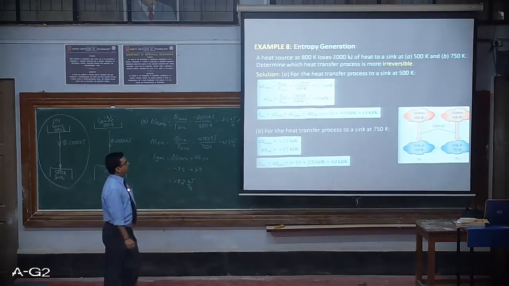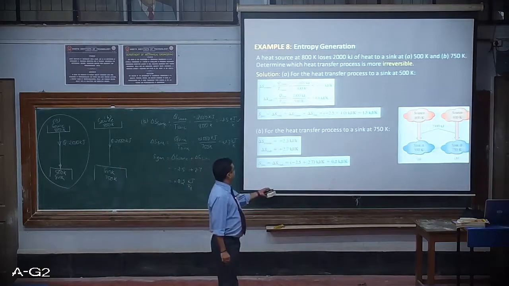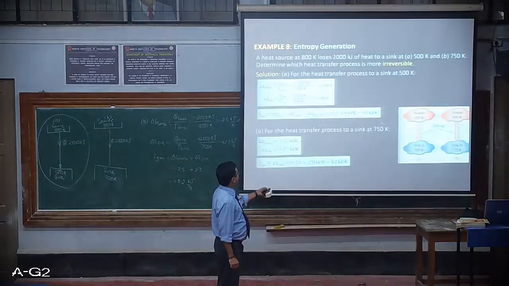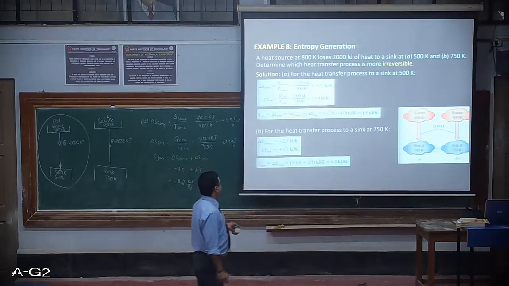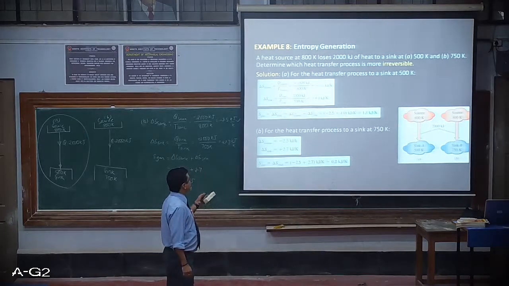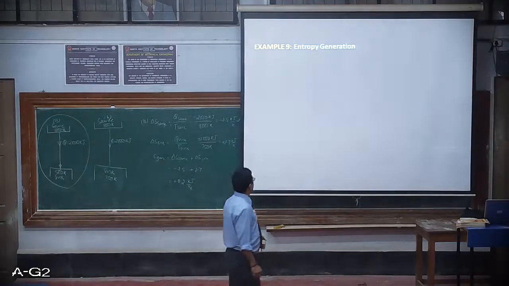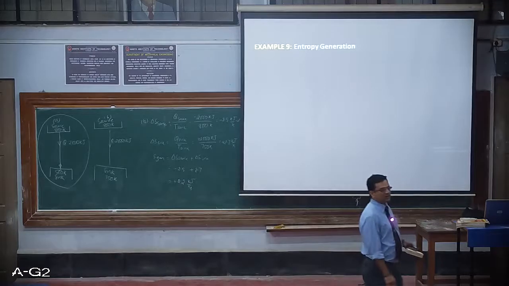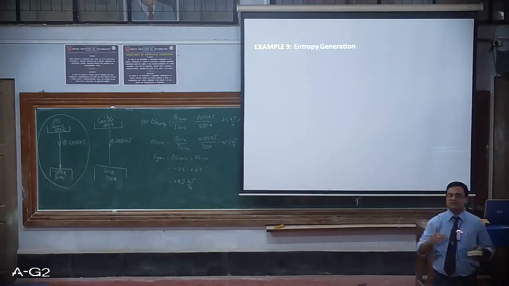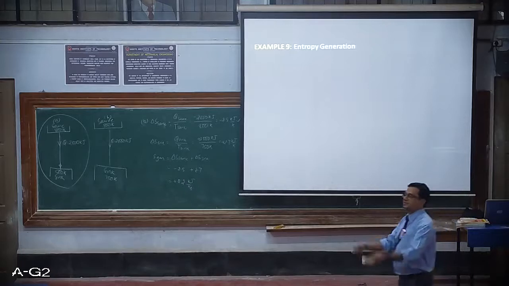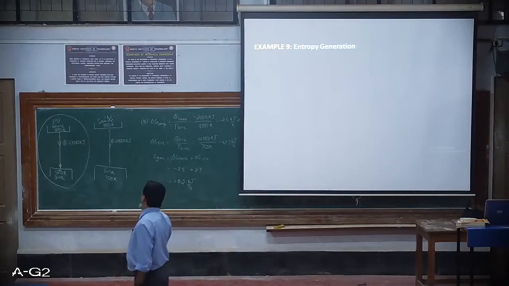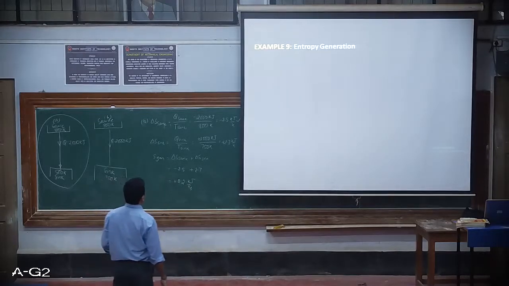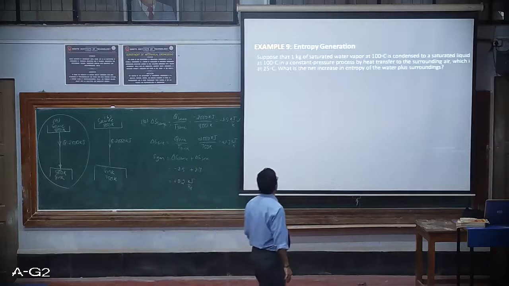So now we can compare that the entropy generation was higher here, 1.5, and here it is less. So which is more irreversible? Obviously the one having higher entropy generation is more irreversible. So to conclude, case A is more irreversible as we have a larger temperature difference. The more the temperature difference, the larger the irreversibility. So entropy generation is more in case A, whereas it is less in case B. Okay, so let's take another example.